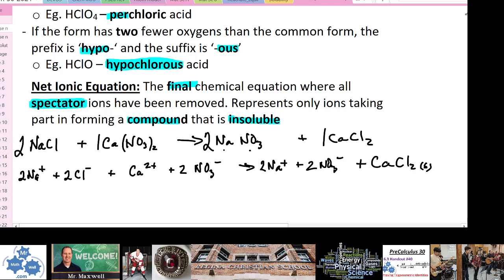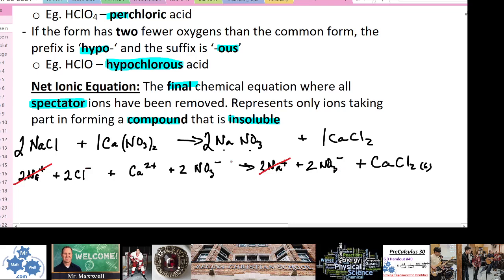So for net ionic equations, again, what you want to do is realize what is soluble and in ionic form, and what is insoluble and probably in solid form. And then you're going to start to piece away. So look at these sodium ions here. They really do not take part in this equation.